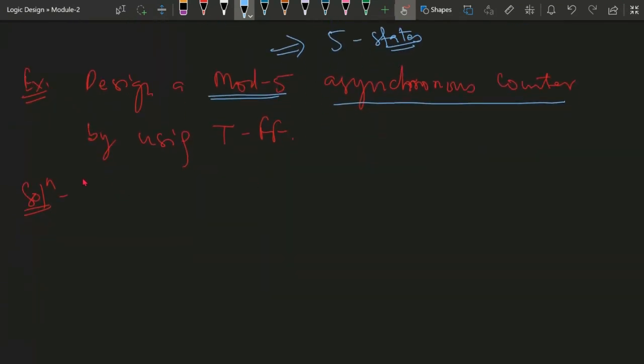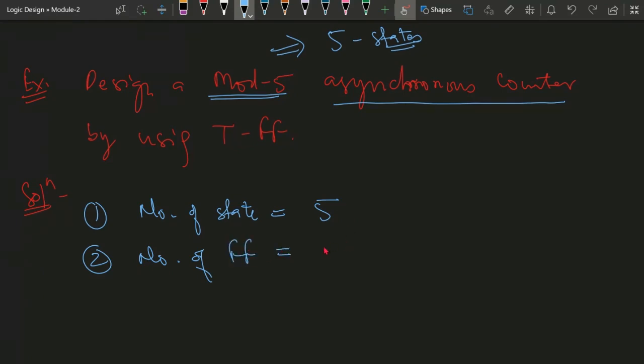The first step is to find out the number of states. So the number of states is 5. Then we need to find out the number of flip-flops required. That will be n, where n is greater than or equal to log N to the base 2, and here N is 5. So log 5 to the base 2.